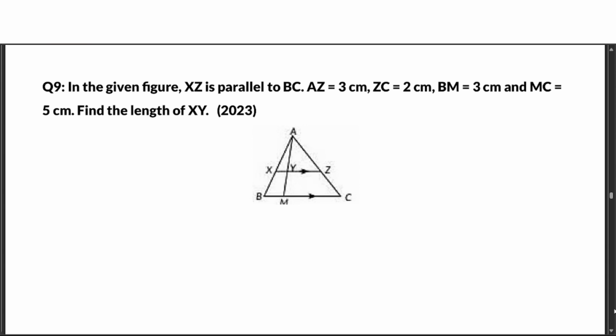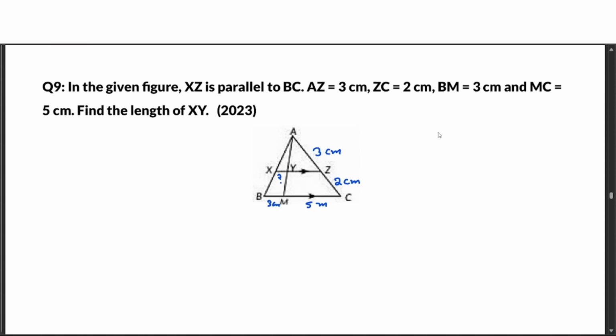So you can see in this question, it is saying, in the given figure, XY is parallel to BC, and AG you have been given 3 centimeter and GC you have been given 2 centimeter, and BM you have been given 3 centimeter and MC you have been given 5 centimeter. So it is asking you to find the XY length. Okay, so simple, we have to first calculate the length of AC and BC.